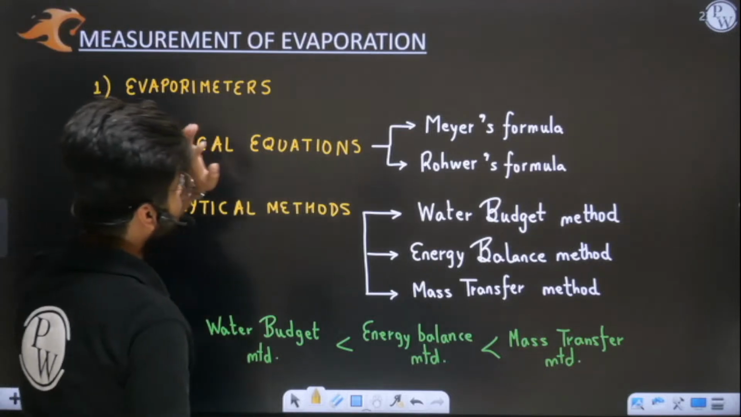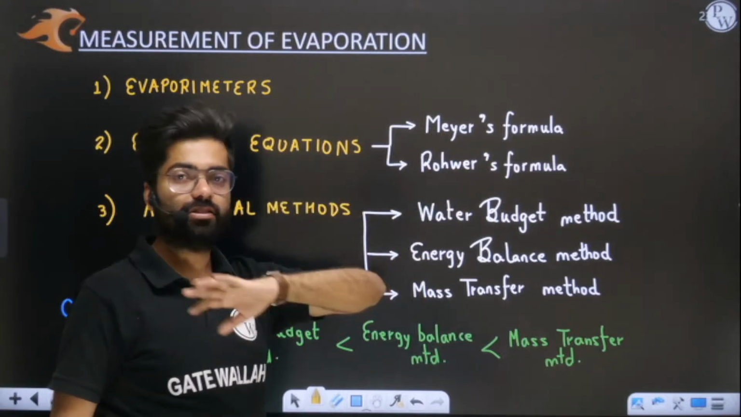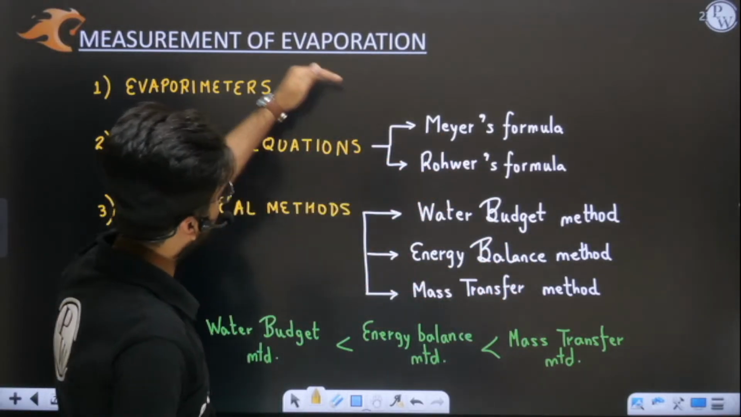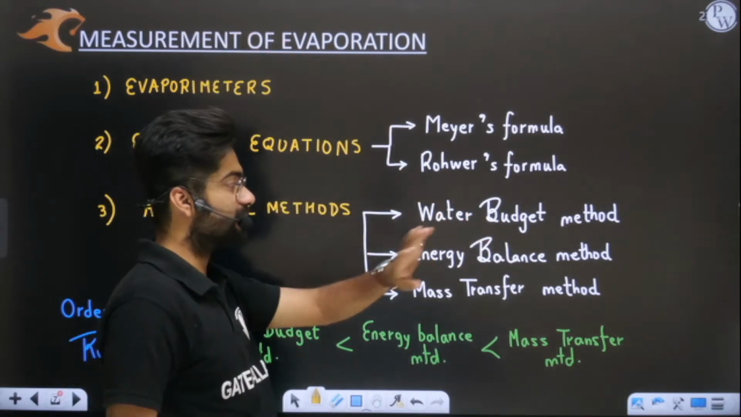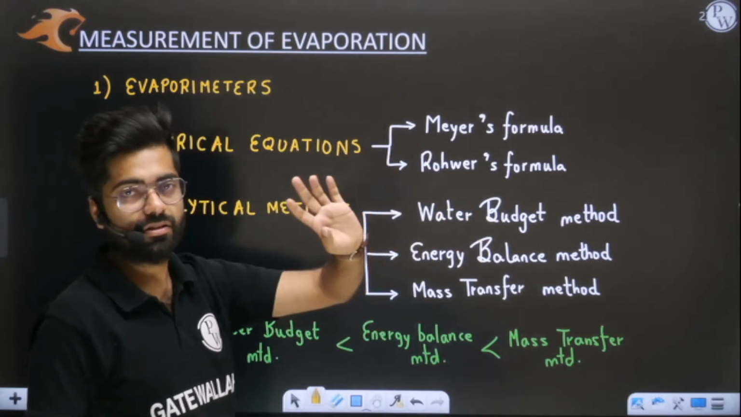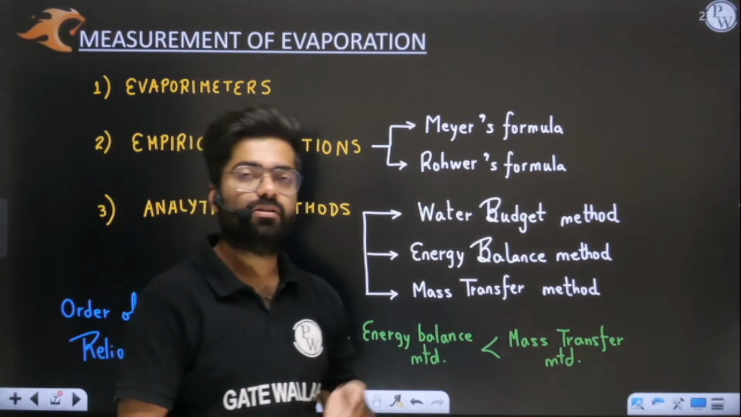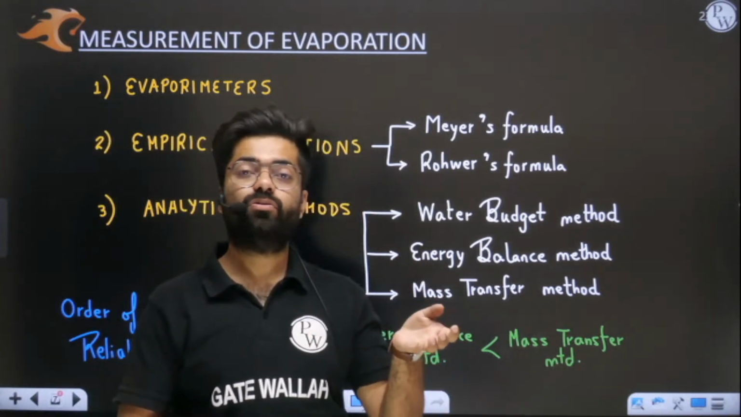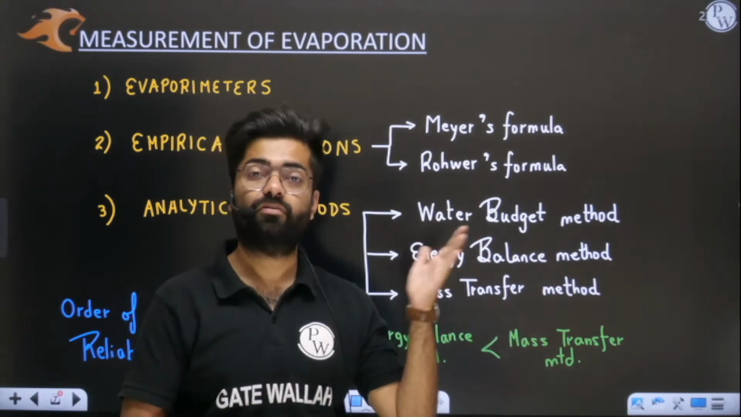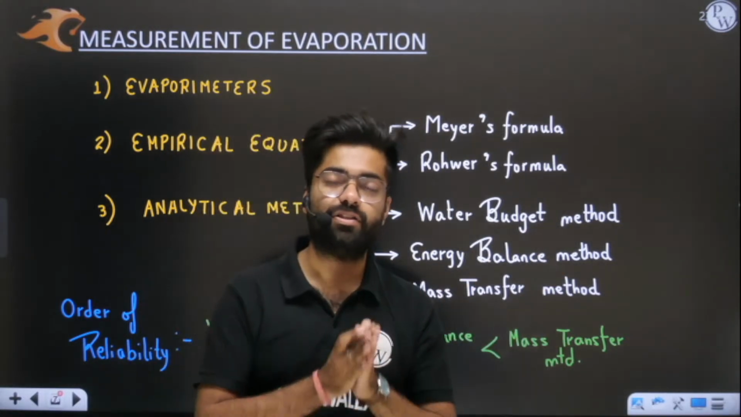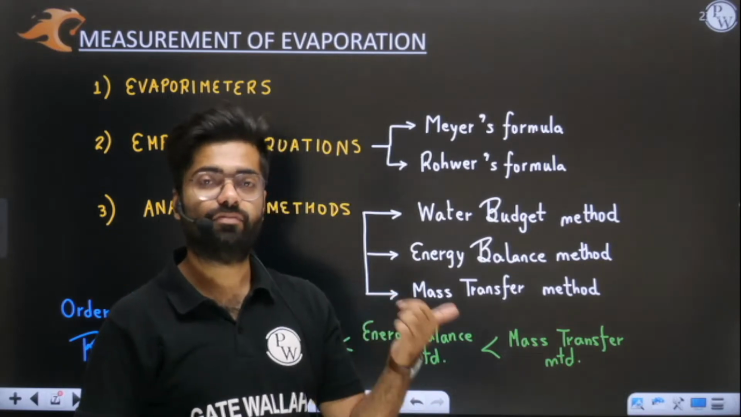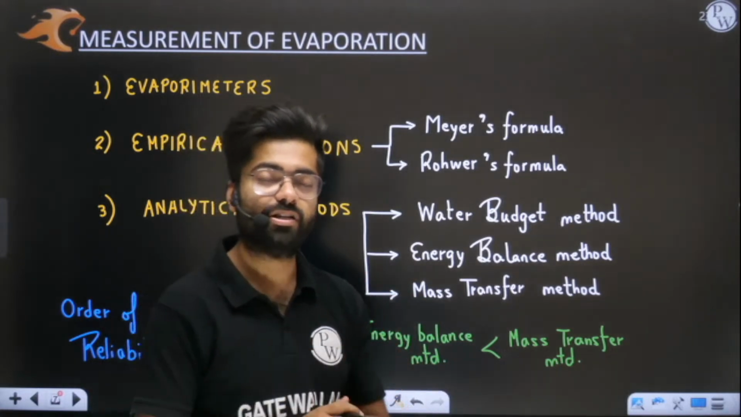We have evaporimeters, empirical equations, Rohwer formula, Mayer formula, water budget, energy balance, mass transfer. All will give you different answers. But some are more accurate, some are less accurate. Some methods will give you values very close to the practical values in the field. Yes or no? Are you able to understand this?